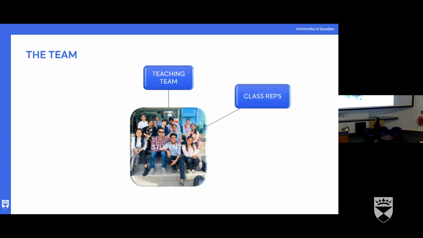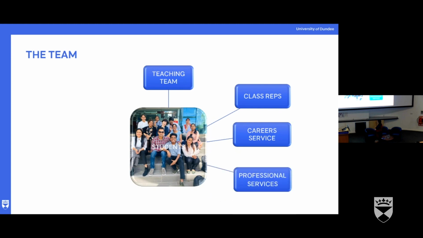So we have the teaching team, but we also have class representatives, both for the January and September intake. These class representatives support the students on the program, but they not only support the students, but they support the teaching team as well. And they are very involved with the success of the program. We have career services. Again, we have dedicated colleagues for the business school. We have Jill Moore, who supports the success of this program. She is the TPG career advisor and involved with these students.